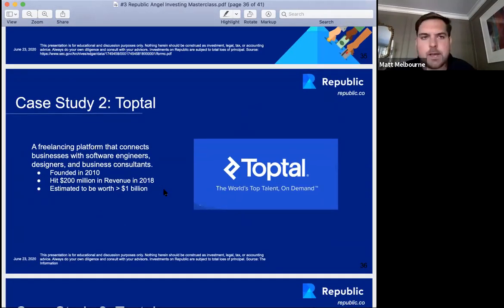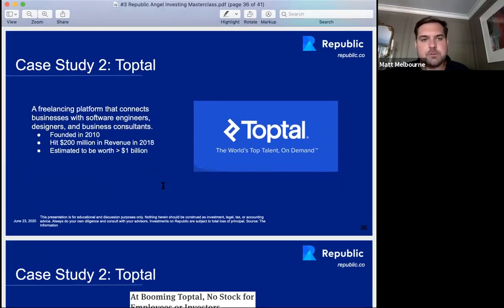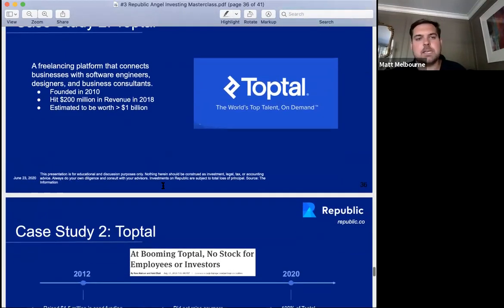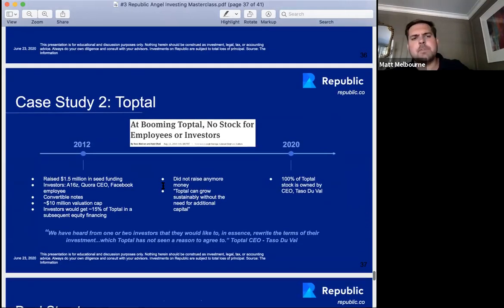Let's say we took another case study, Company B. Well, this one's Toptal. It's a freelancing platform that connects businesses with software engineers, designers, and business consultants. They were founded in 2010. They hit $200 million in revenue in 2018 and have an estimated worth of more than $1 billion. They raised seed funding from some top investors like Andreessen Horowitz, the CEO of Quora, a couple Facebook employees, and they used a convertible note for that with a $10 million valuation cap.